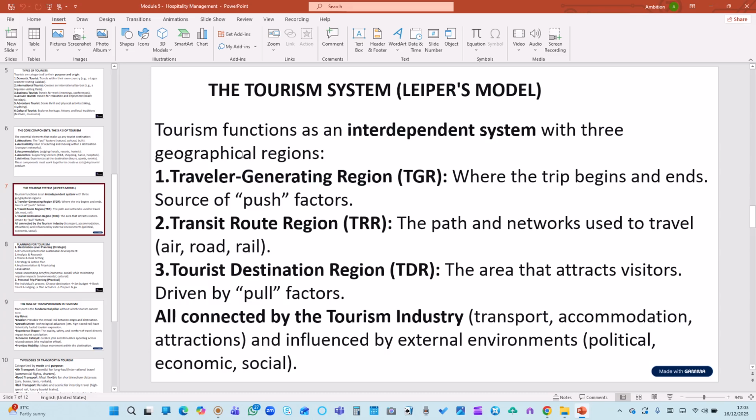All connected by the tourism industry. That's the transportation, accommodation, attraction, and influenced by external environment. That is political, social, and economic.